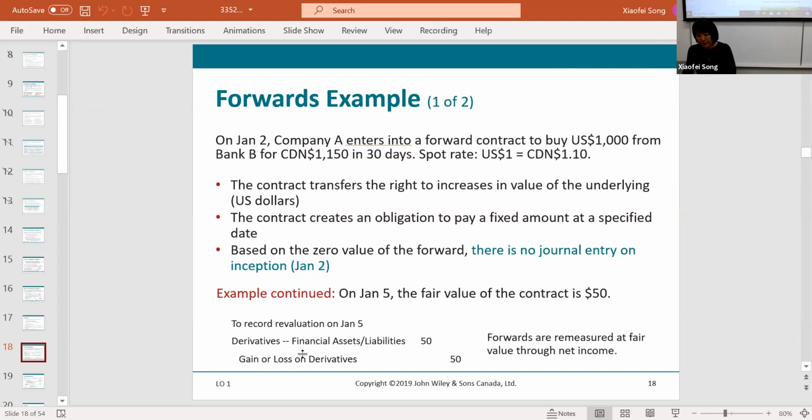Okay, so on January 1st, take a wild guess. What happened to the exchange rate on January 5th? From January 2nd to January 5th, take a wild guess. What do you think the exchange rate did?